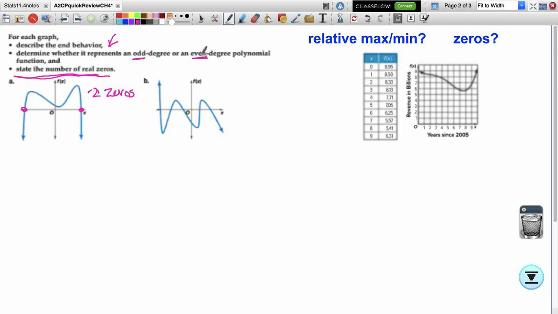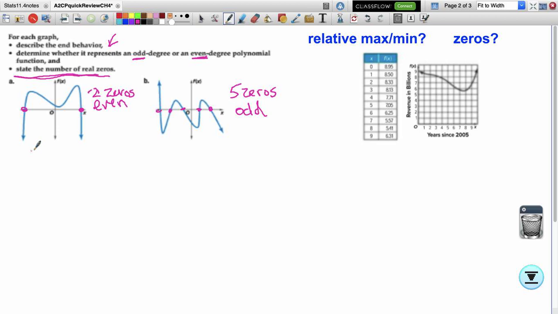If we're determining if something is odd or even, you count up how many zeros there are, and if that number's even, it's an even function. If that number's odd, it's an odd function. So this would clearly be an even function. If we look here, 1, 2, 3, 4, 5, this has 5 zeros. 5 is an odd number, so this is an odd function. There are a couple other attributes, like with an odd function, the end behavior is in different directions, and with an even, it's the same. You could look at that also.